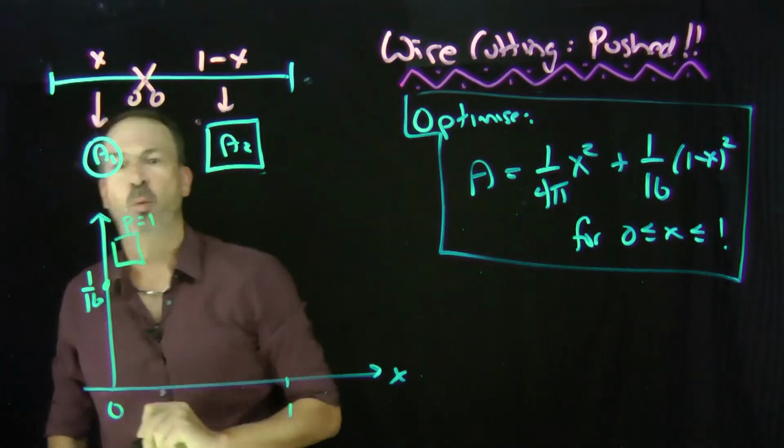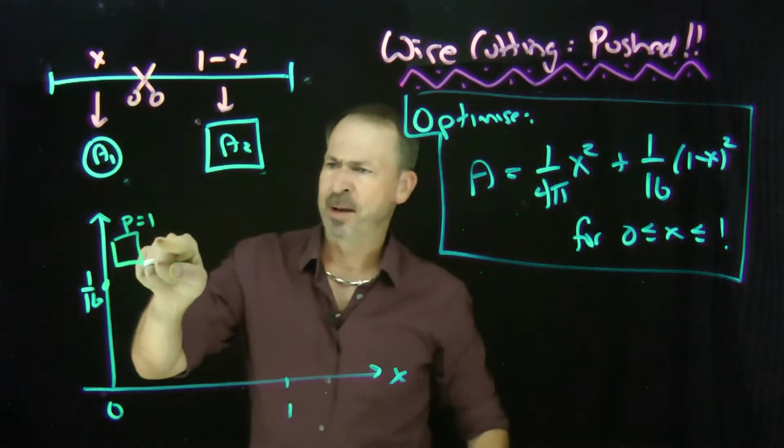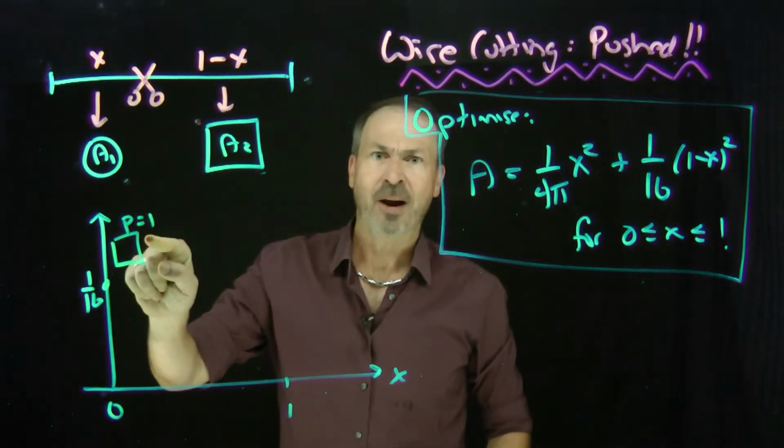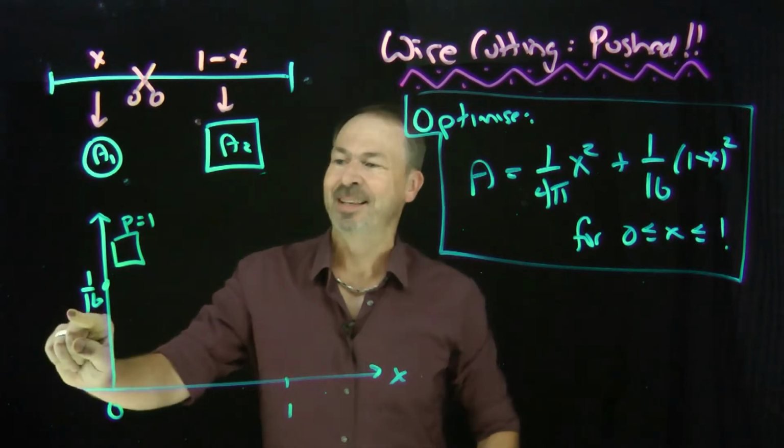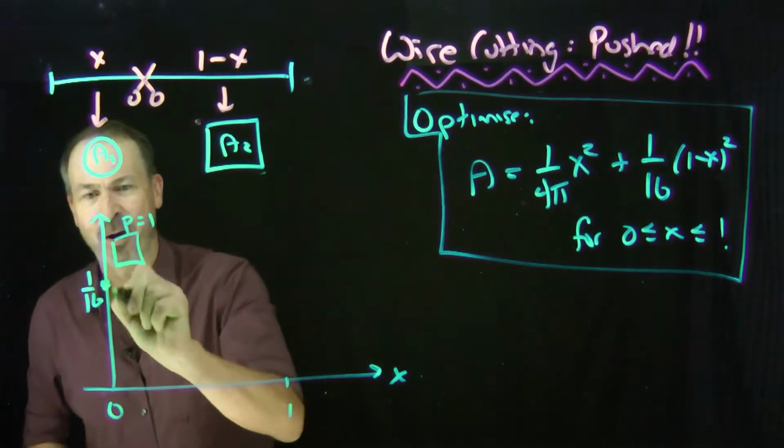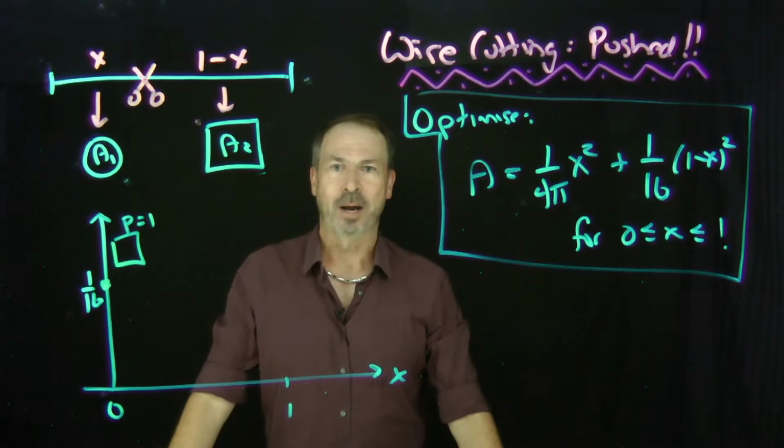The whole perimeter is 1. And if the perimeter is 1, that'd be a quarter and a quarter. Yep. And the area of a square that's quarter by quarter is 1/16. Yes. So that corresponds to the area of a square if I use all the wire to make the square.